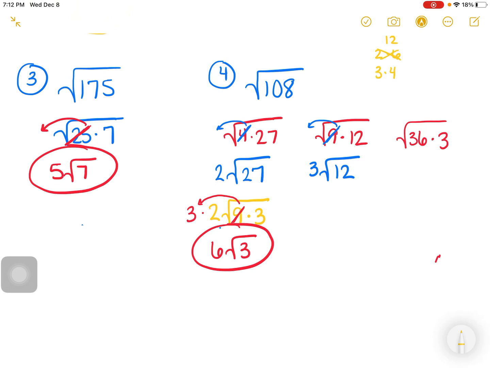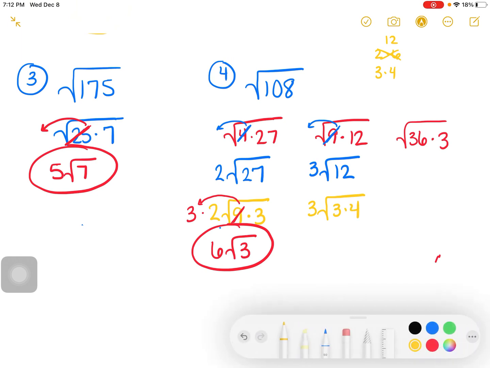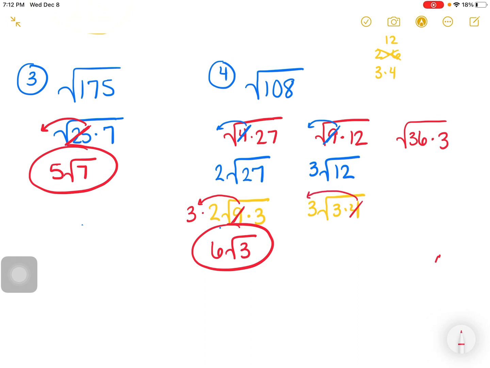I have 3 times 4. I do know 4 is a perfect square. So let's go that route. Okay? The square root of 4 is 2, so I'm going to bring out a 2. And remember, since you already have a 3 out there, you want to multiply those together. And then I still have that square root of 3. And look, we got the exact same answer.